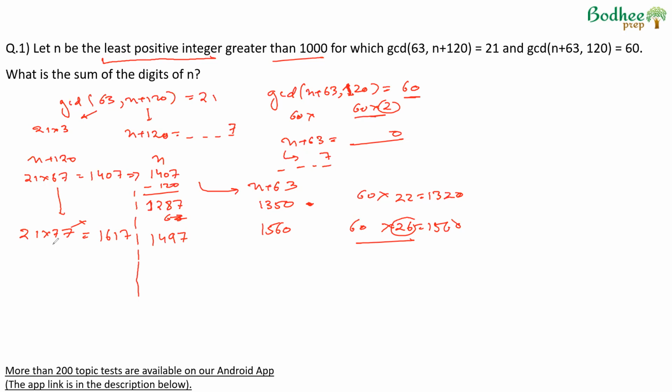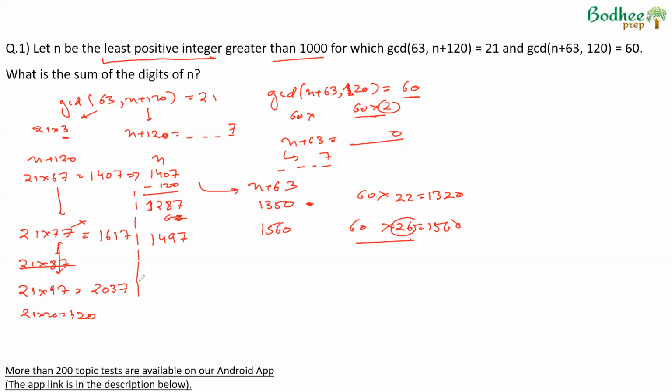So what we can do is keep increasing this number. If we look at 21 into 87, 87 is divisible by 3, so 3 is common, will not work. 21 into 97 will increase the value of n plus 120 by 420 because there is an increase of 20 here. 21 into 20 is 420. So 1617 will increase and become 1617 plus 420, which will be 2037.